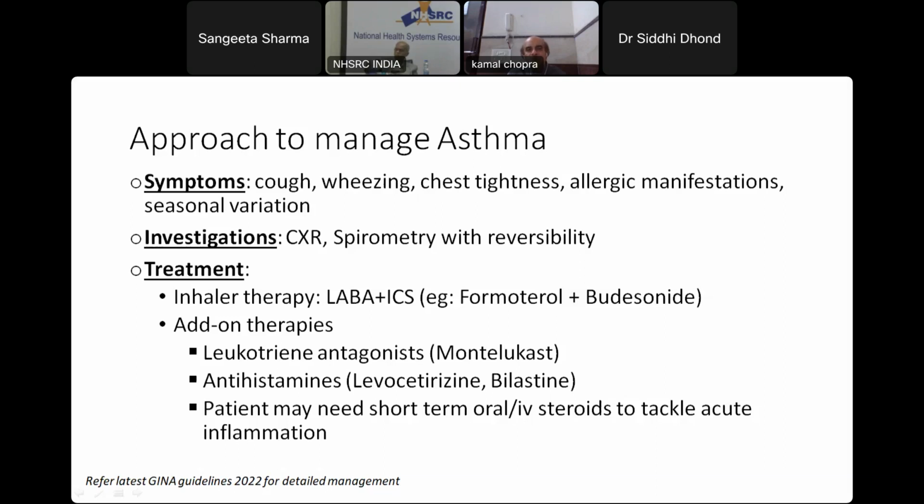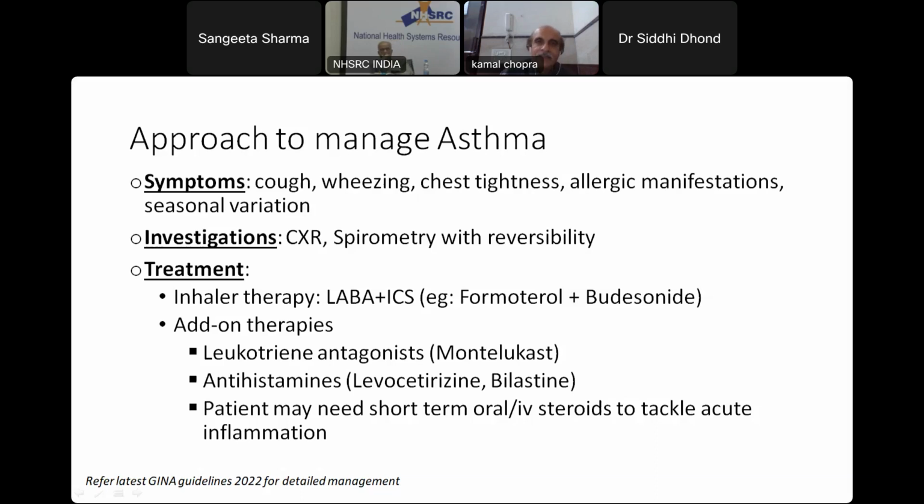Inhaler therapy most commonly uses a long-acting beta agonist with an inhaled corticosteroid. That is the inhaler, or it may be given as nebulizers also. The combination available in the market which is frequently used is formoterol and budesonide. Budesonide is a steroid, formoterol is a long-acting beta agonist. This is very common, and can be given by inhaler or by nebulization. As add-on treatment, antihistamines can be given if we think that it is allergic to something. The patient may need a short course of steroids if the patient doesn't respond or is in a severe condition. Steroids can be given based on the patient's condition, or even IV steroids can be given to tackle the emergency.